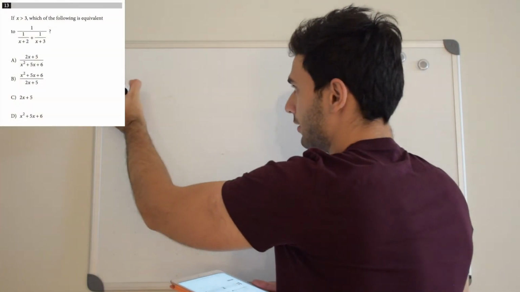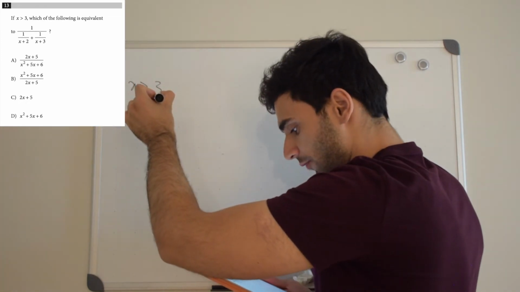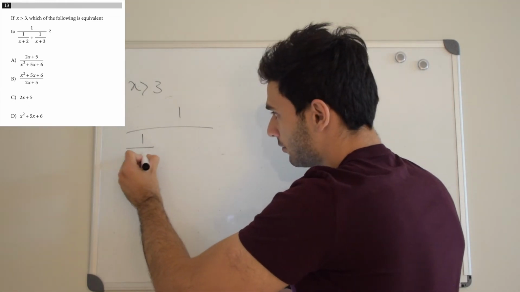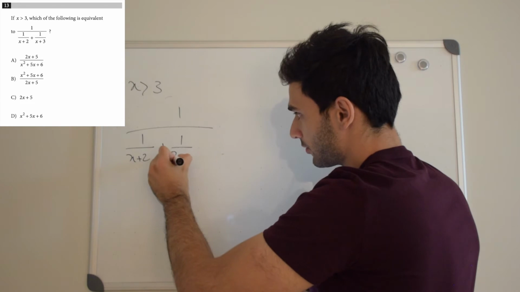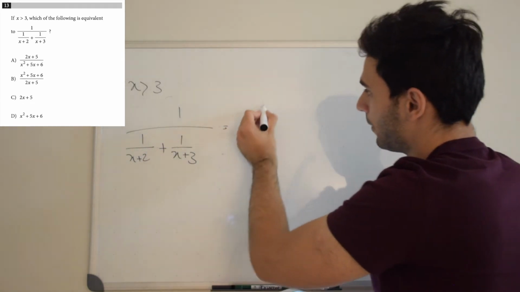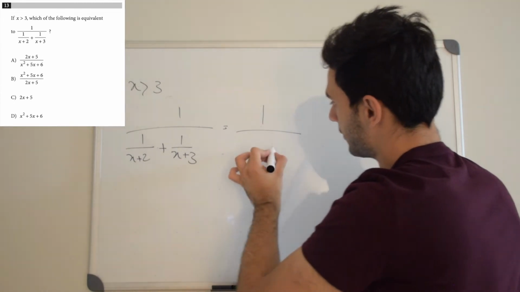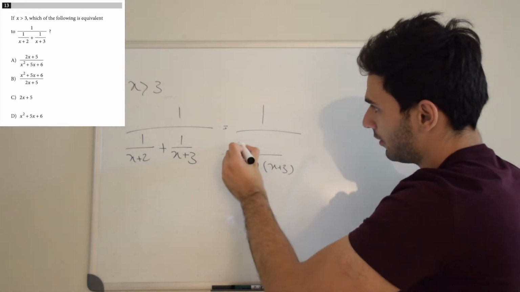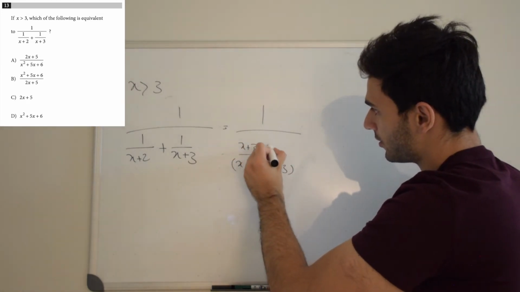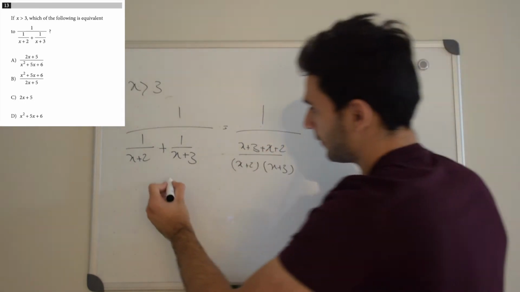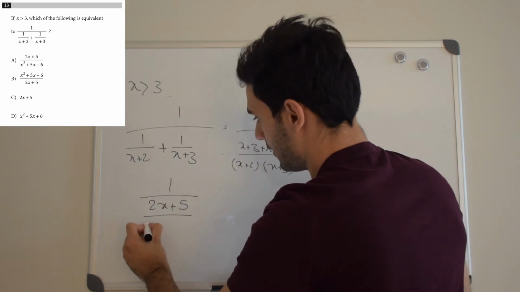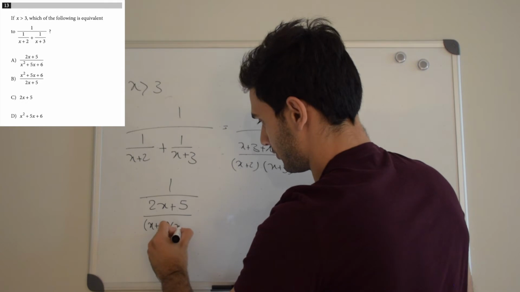All right, if x is greater than 3, which of the following is equivalent to 1/(x plus 2) plus 1/(x plus 3)? Well, I'm going to solve this here. I'm going to have a common denominator, (x plus 2)(x plus 3), then x plus 3 plus x plus 2, so I'll have (2x plus 5) over (x plus 2)(x plus 3).